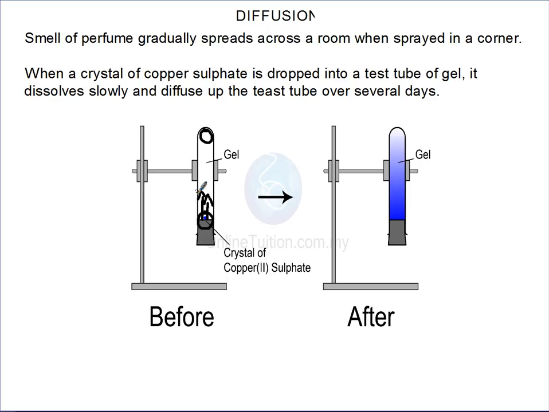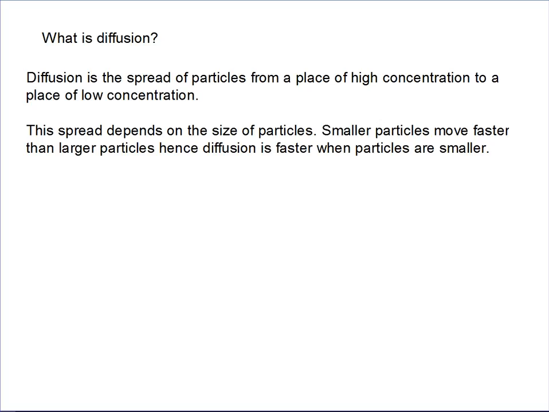So if you spray the perfume in one end of your room, the particles will keep moving to the other end until they are evenly distributed across the room, and that is what we call diffusion. So it's just the movement of particles from one region where they are highly concentrated to another place where they are lowly concentrated, just as I stated earlier.